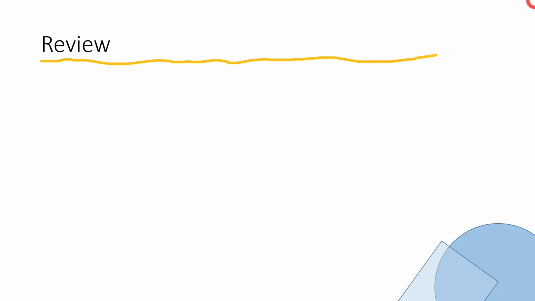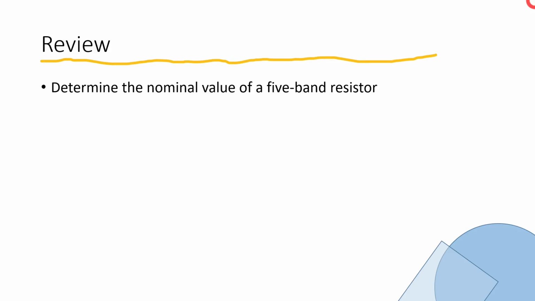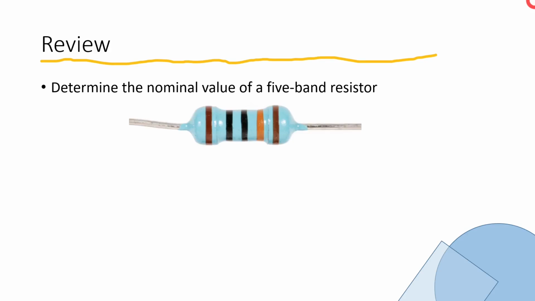Okay, let's continue our review. We're going to determine the nominal value of a 5-band resistor. So here is a 5-band resistor, which is brown, black, black, orange, brown. If you want to pause the video, calculate that out, and then come back.